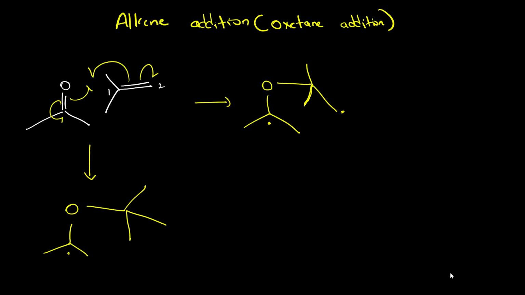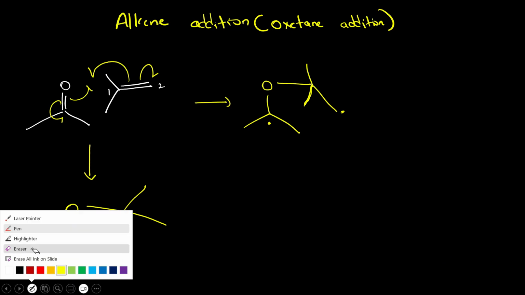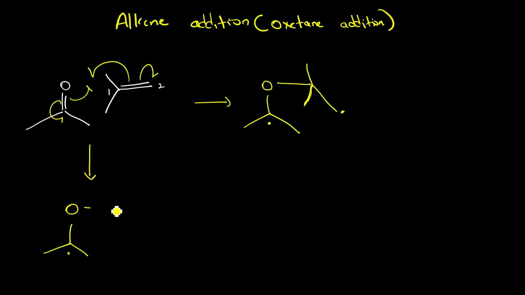Sorry, just let me draw it again. This is the second carbon, so here is the bond. Here's the first carbon. And now here we have the radical. It's like this. Now when you compare these two products, this is the product from the first carbon, and this is the product from the second carbon.